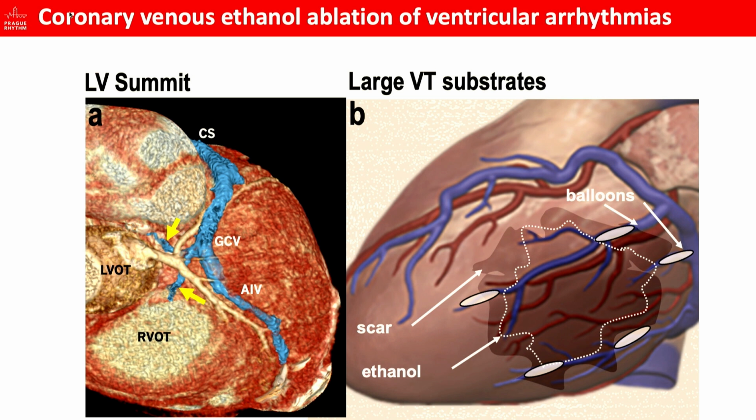So I've been tasked with discussing the role of venous ethanol in ventricular arrhythmias, and to answer the question as to whether it would hold a fight against PFA. So my answer to the question is yes, I think it will hold effect. I will discuss the role of alcohol ablation in two specific contexts of ventricular arrhythmias. One is LV summit ventricular arrhythmias, and the second is alcohol for ablation of large VT substrates.